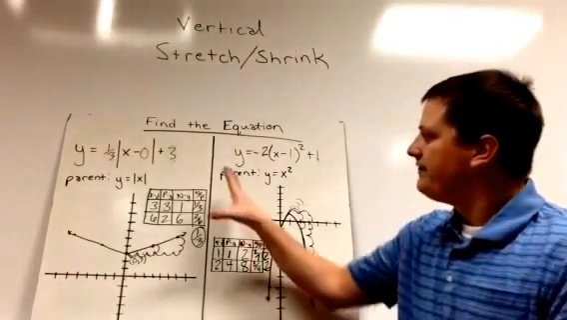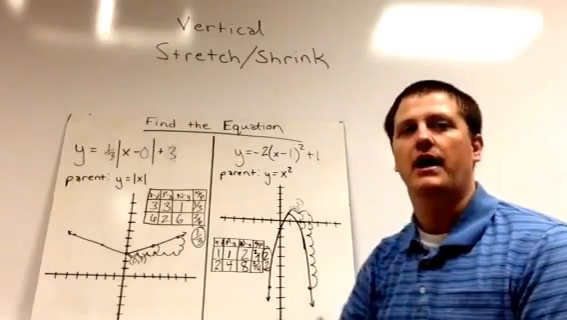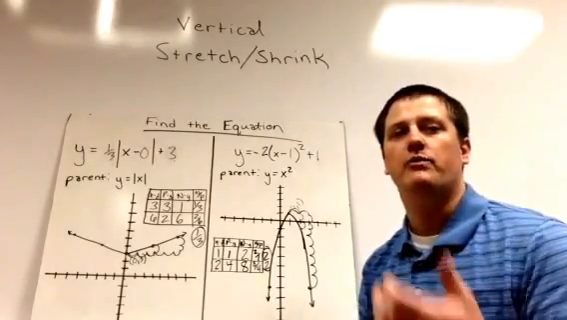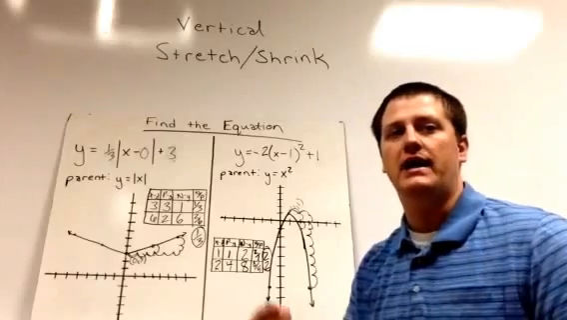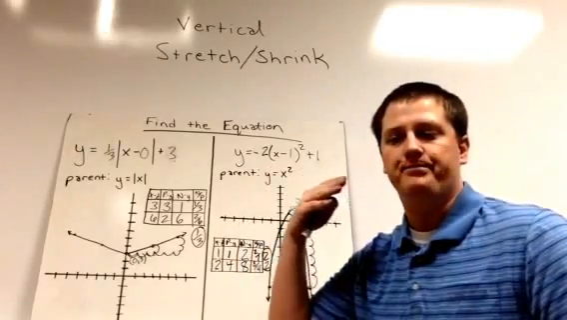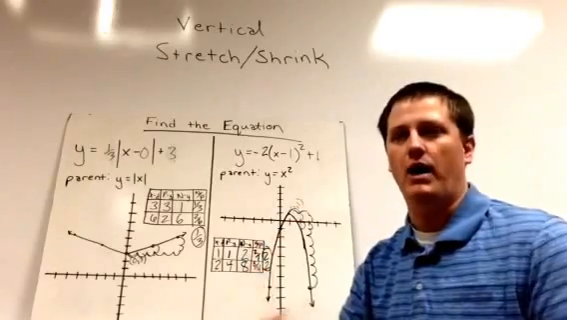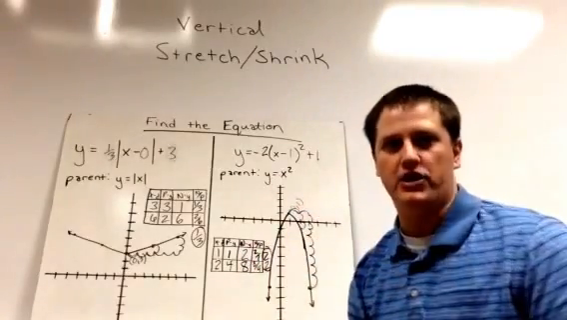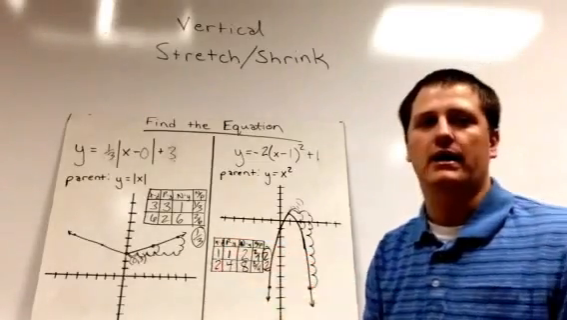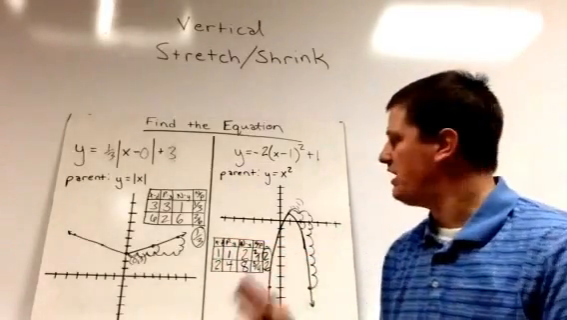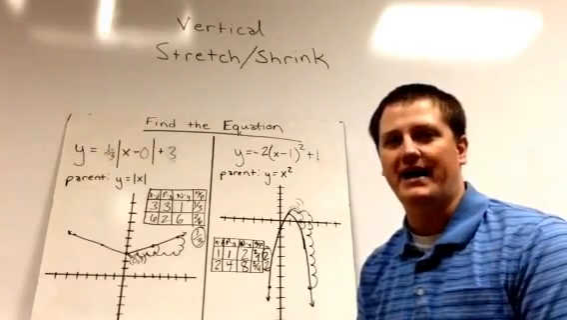If you notice, this way of finding our stretch shrink factor is very similar to when we were finding our basic constant with lines. We were taking a new y divided by an old y, and we were looking at the change there. This is the same thing. Our new y is from our transformed version. Our old y is from the parent version to try and figure out that constant.